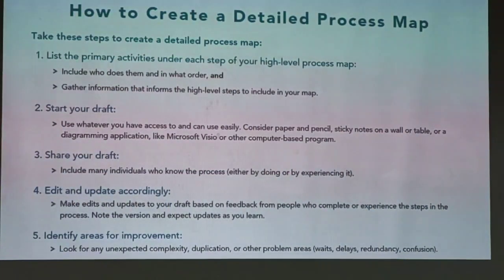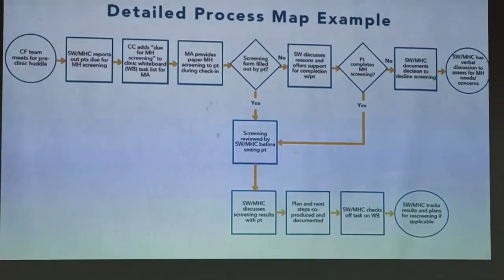So when you're doing these, again, list your primary activities under each step, and then start working through your drafts, share them out with other people, edit them accordingly, and they can help you find those areas where you need improvement. So here's an example of the more detailed process map, right?